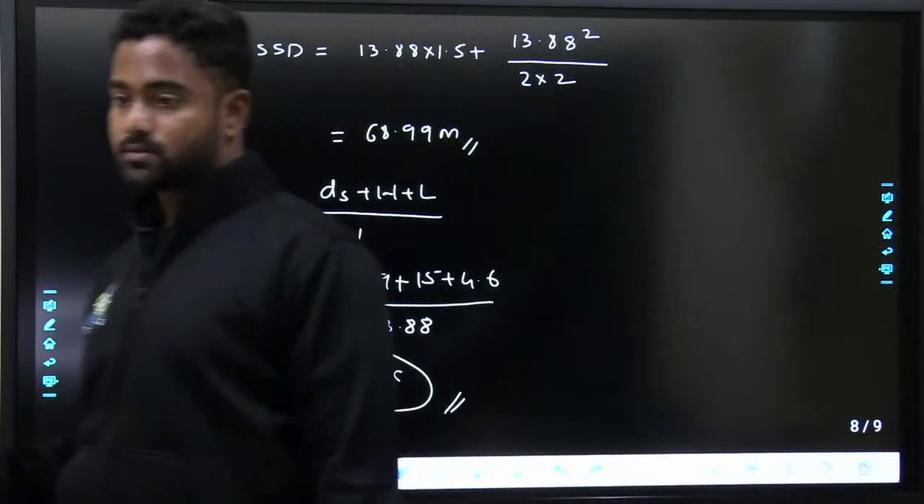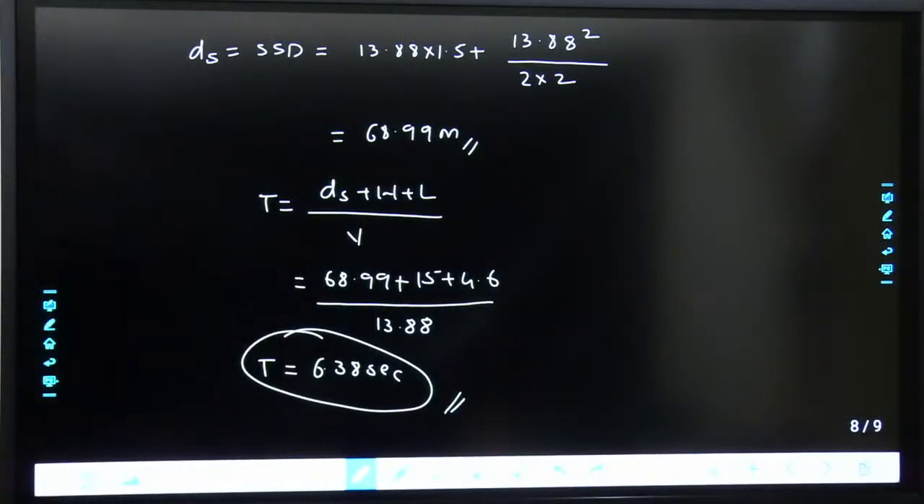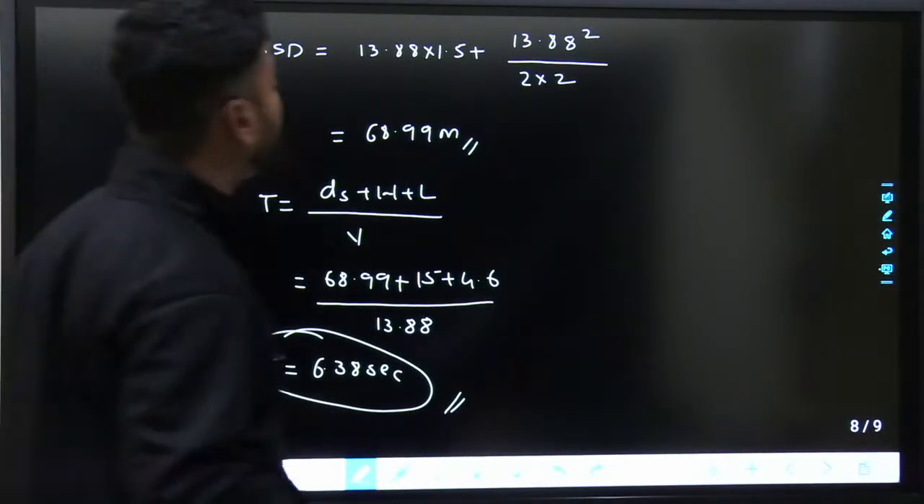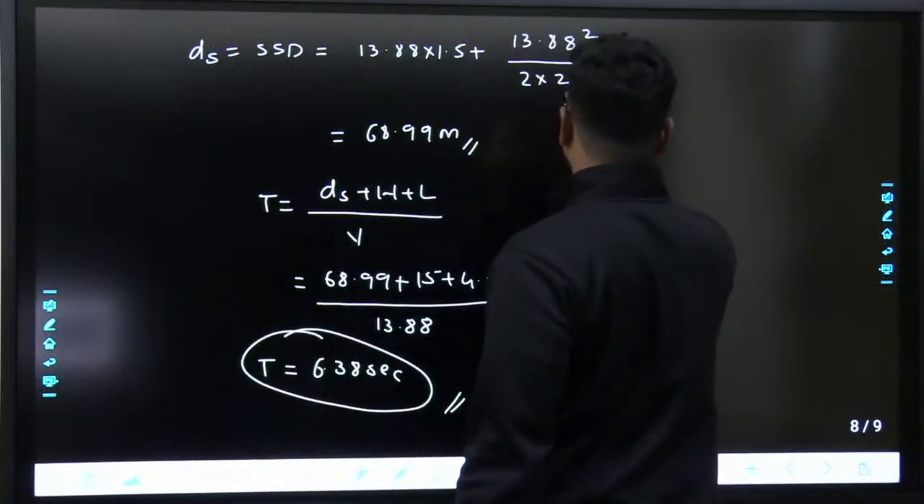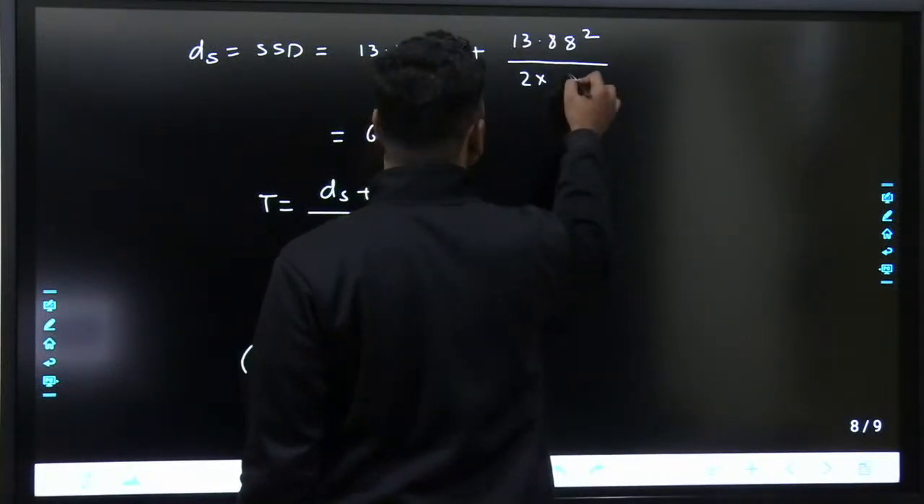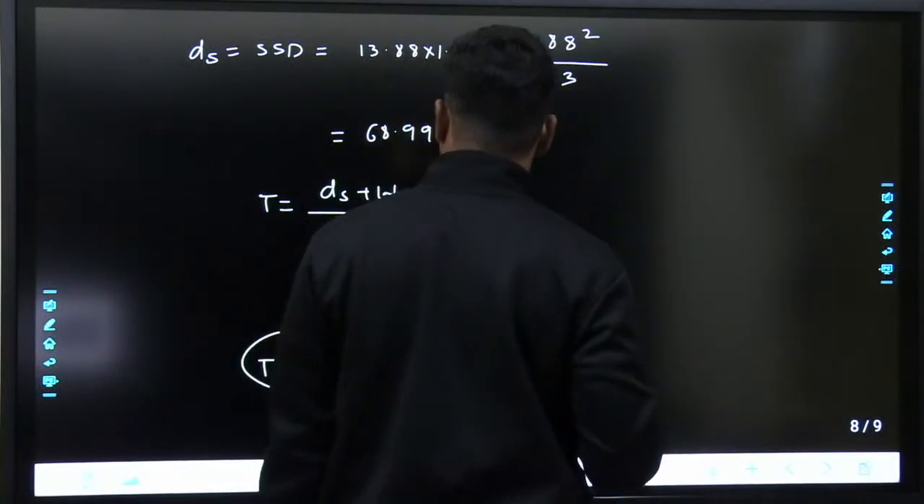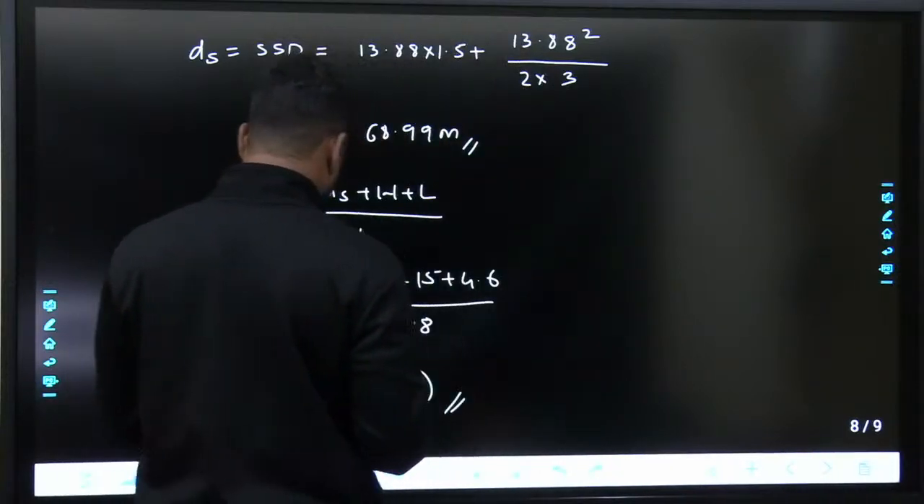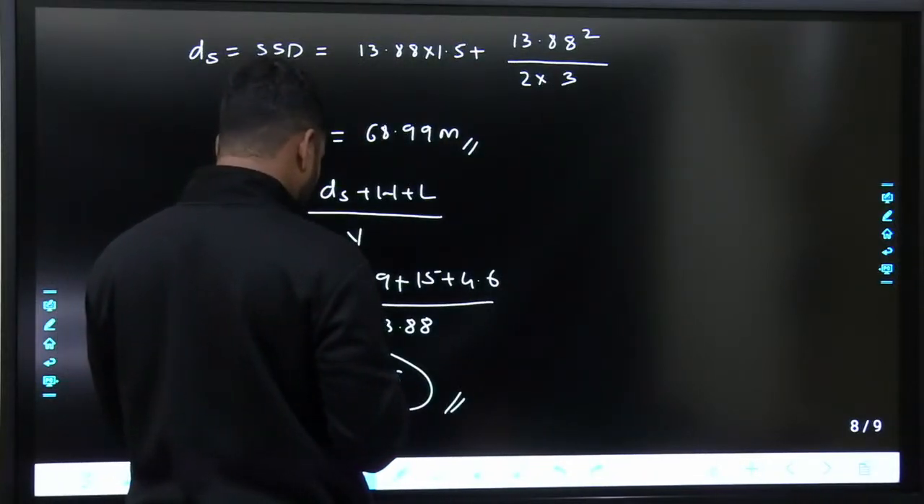Any doubts? A is given as 3. Okay. So if A is 3, then what is the value?